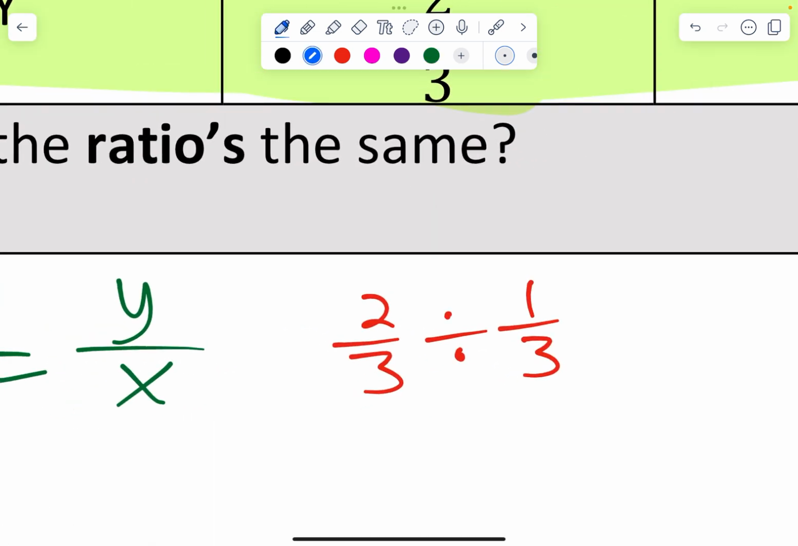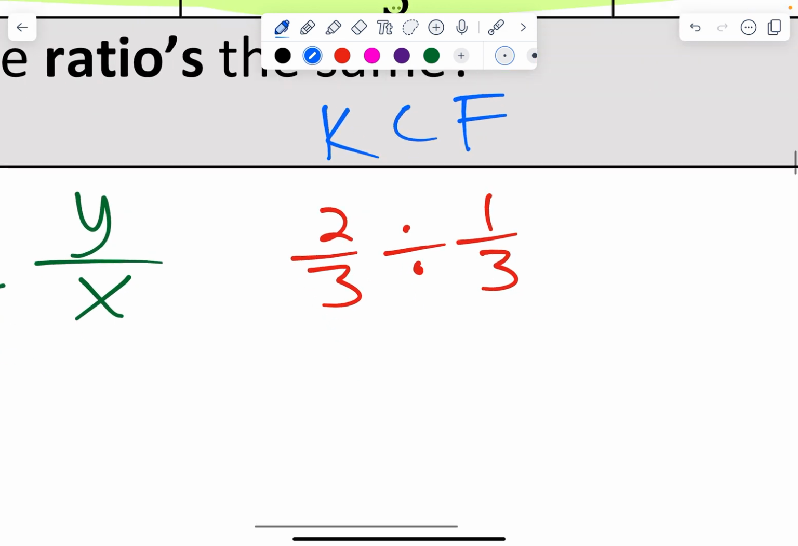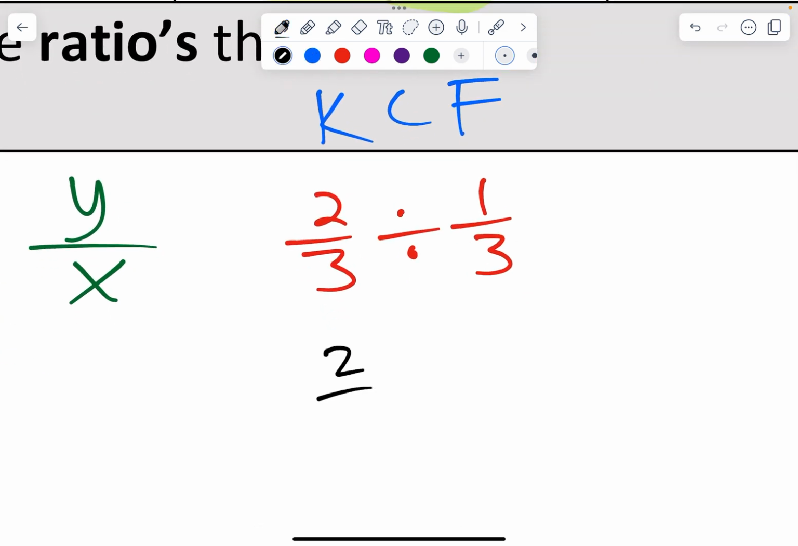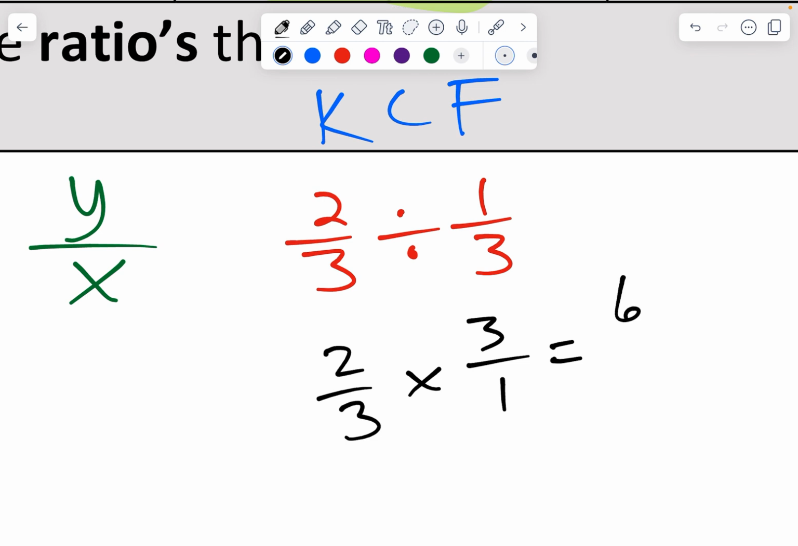So when dividing fractions, I keep, I change, I flip. So keep this fraction, change the sign, and flip this. All right, well, 2 times 3, 6. 3 times 1, because we multiply straight across when it comes to multiplying fractions. So 2 times 3 on top is 6. 3 times 1 on the bottom is 3.